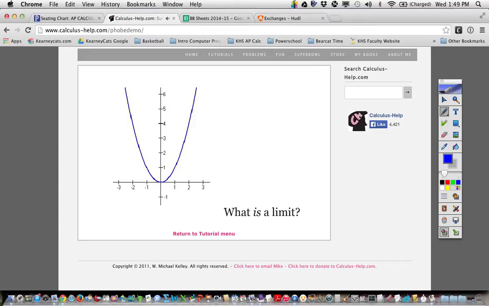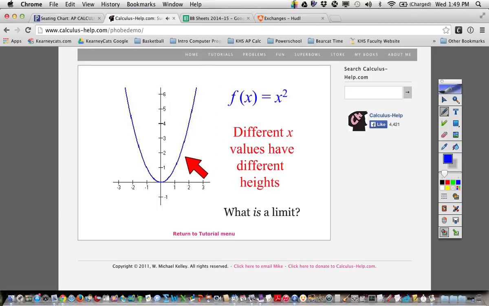Let's start by looking at a very simple function graph. What I have here is the function f of x equals x squared, a basic parabola. You'll notice that the function changes heights all throughout its domain. That's a very fancy way of saying that the function reaches many different heights based on whatever the x value you're looking at happens to be.